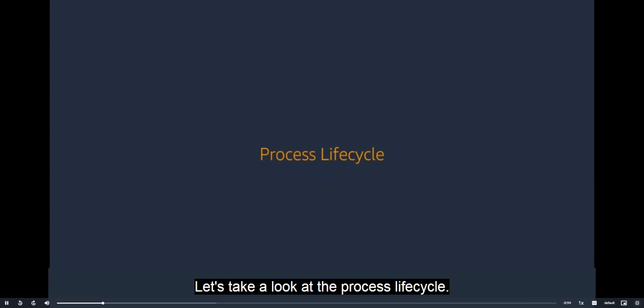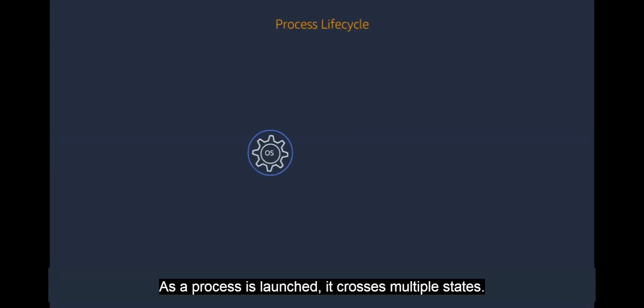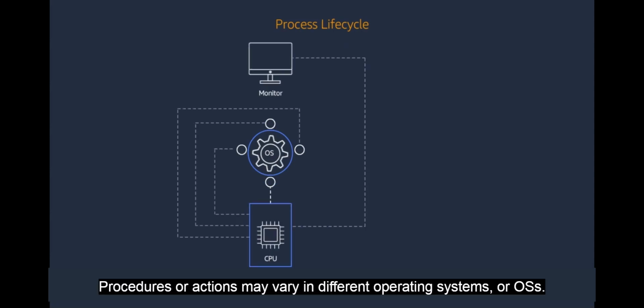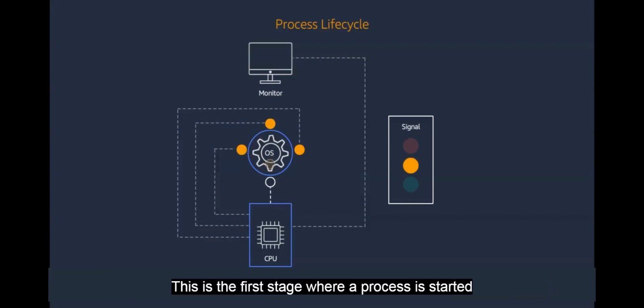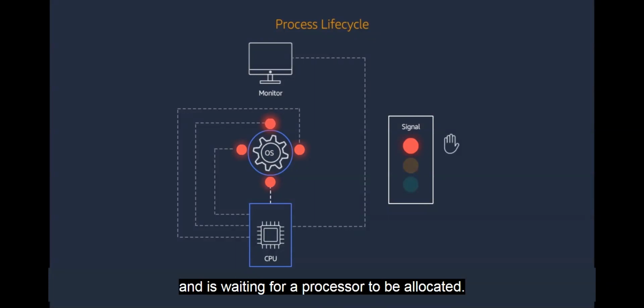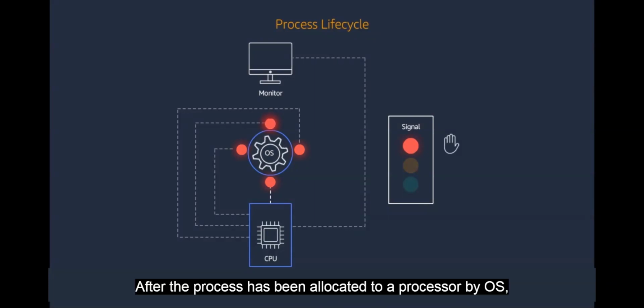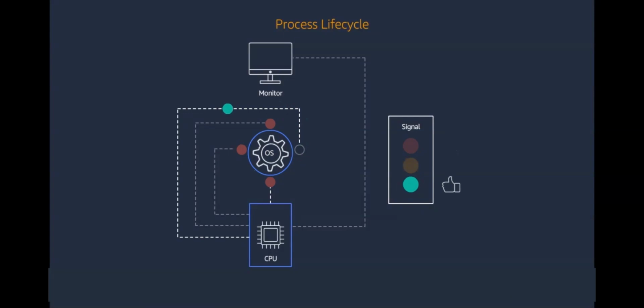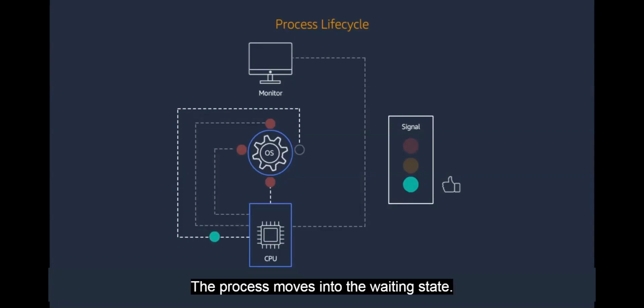Let's take a look at the process lifecycle. As a process is launched, it crosses multiple states. Procedures or actions may vary in different operating systems or OSs. This is the first stage where a process is started and is waiting for a processor to be allocated. After the process has been allocated to a processor by the OS, the process is ready to run as the processor runs its instructions. The process moves into the waiting state.